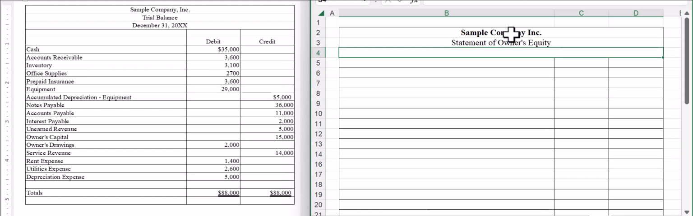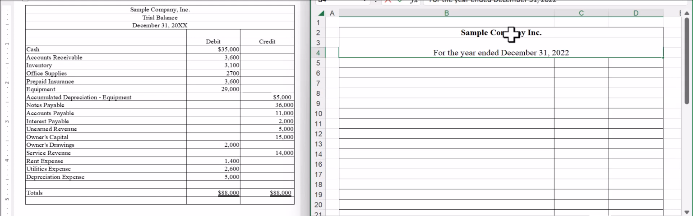For the statement of owner's equity, it does cover a period of time. It is like the income statement in that it covers a period of time. If you recall from the last example, we were doing for the year ended December 31st, 2022. We're going to say that again here: for the year ended December 31st, 2022. Okay, the very first thing that we are going to start with is the beginning capital. Since this is for the year ended, we know on this trial balance over here to our right that that capital number should be from January 1st.